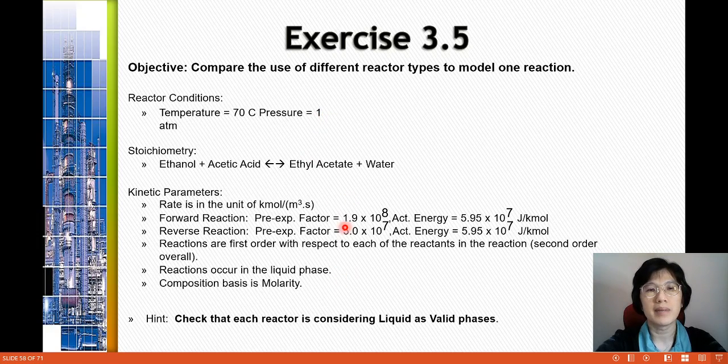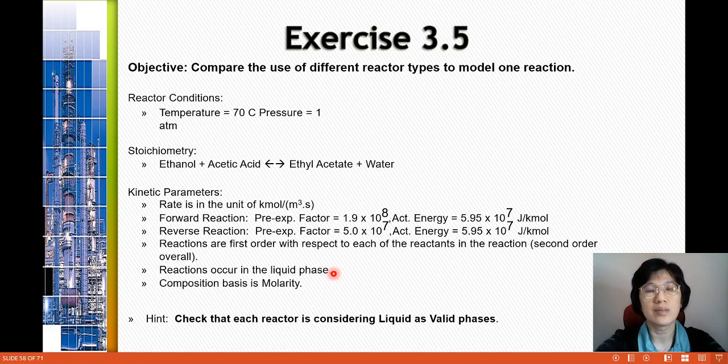The kinetic parameters given here: the rate is in the unit of kilomole per meter cube per second. We have the pre-exponential factor and also activation energy for forward and reverse reaction. It is mentioning that the reactions are first order with respect to each of the reactants, meaning in total it is second order for the forward reaction and also second order for the reverse reaction. Later on I will show you the details when we analyze the problem.